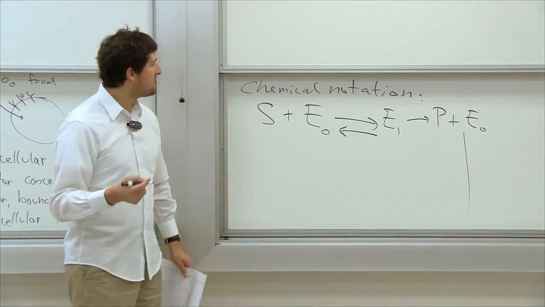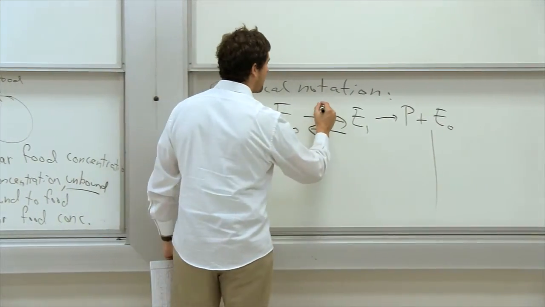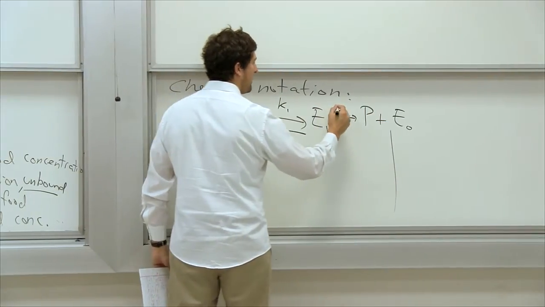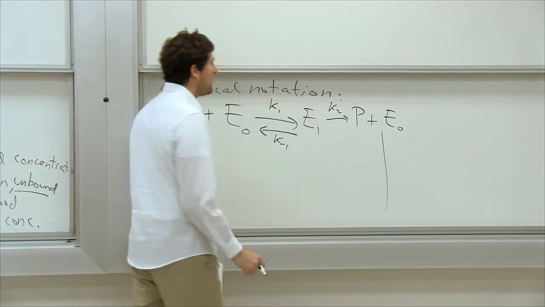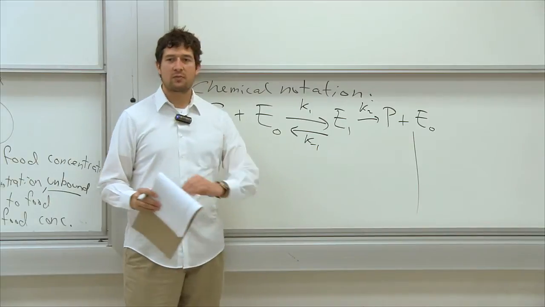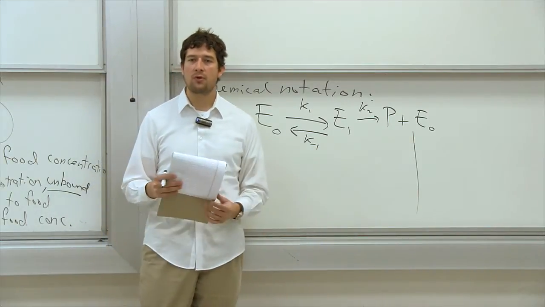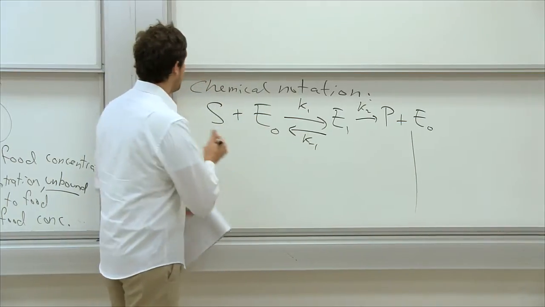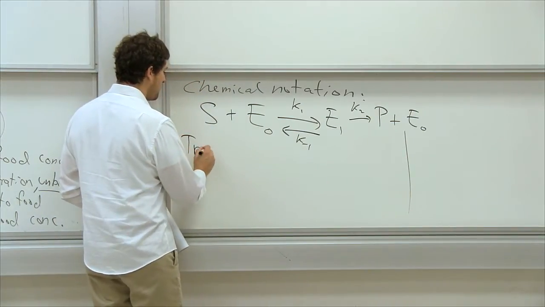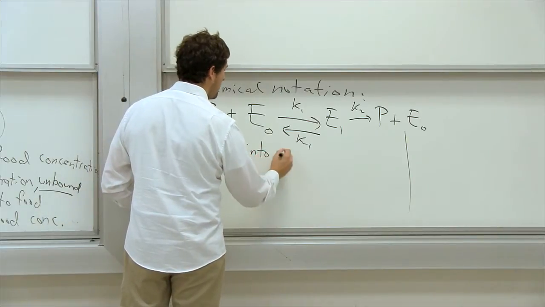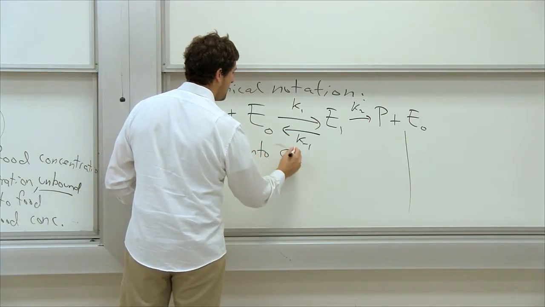So we're going to give these things parameters. We're going to call this parameter K1, this parameter K minus 1, and this parameter K2. And these parameters are going to describe the speed at which each reaction takes place. We're going to see in a moment how you use those parameters. Now we're going to transfer this into ODE form.